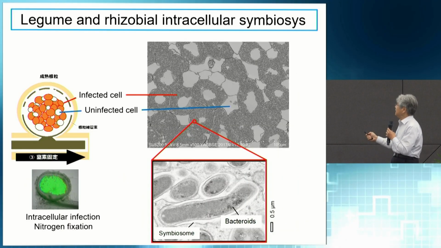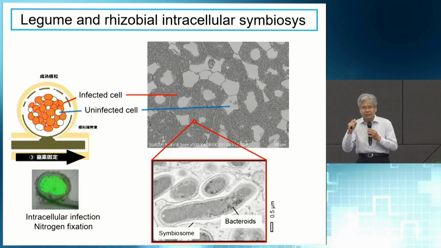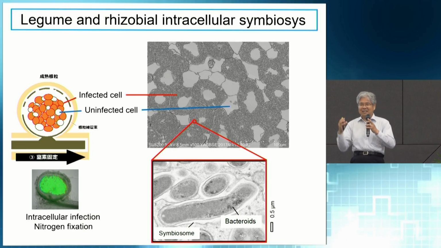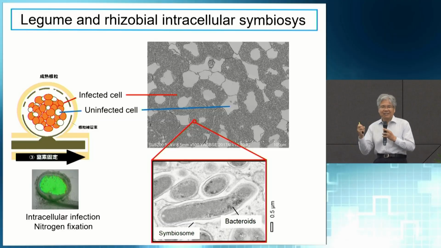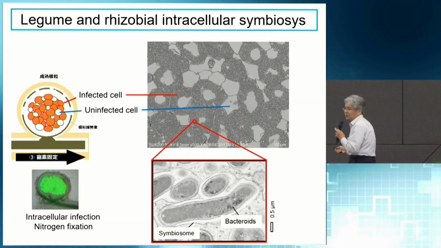So inside the nodule, you can see the infected cells and uninfected cells. You can see the difference in size due to the growth or increase in the number of bacteria inside. Inside the nodule cell, bacteria are surrounded by a membrane coming from the plant cell membrane, creating a specific organ-like structure called the symbiosome. So this is a very special interaction, having the bacteria inside the cell. And this bacteria fixes nitrogen, then provides the product to the legume plant.